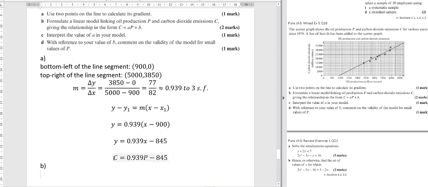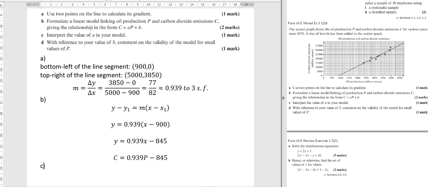So that now is a linear model for the link between carbon dioxide emissions and oil production. And if we knew how much oil we were producing at any given moment, then we could connect that to carbon dioxide using this formula. So that was part B.